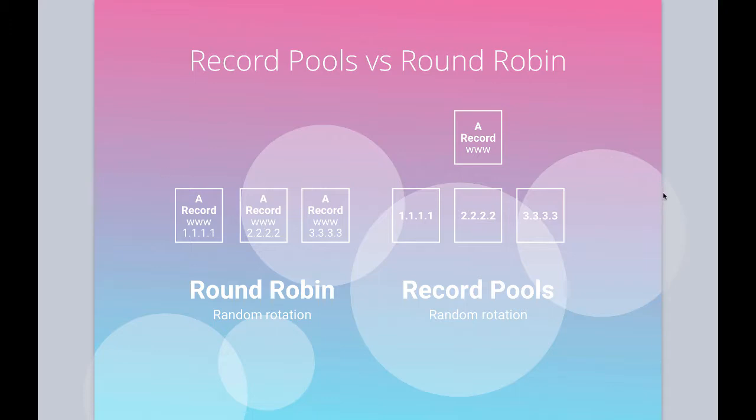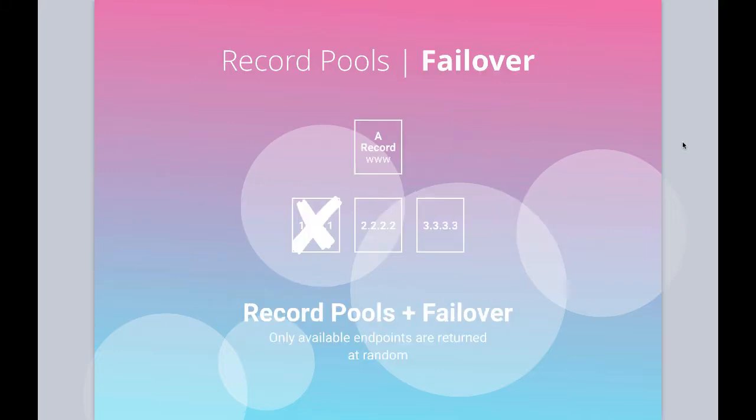They're easier to manage. They're easier to edit in the long run, and you can actually have up to 256 endpoints in a record pool. That's pretty cool. Nobody else is able to do that that I know of. Yeah, we're the only ones. So that's just the beginning, though, because you can do some really cool failover stuff with record pools.